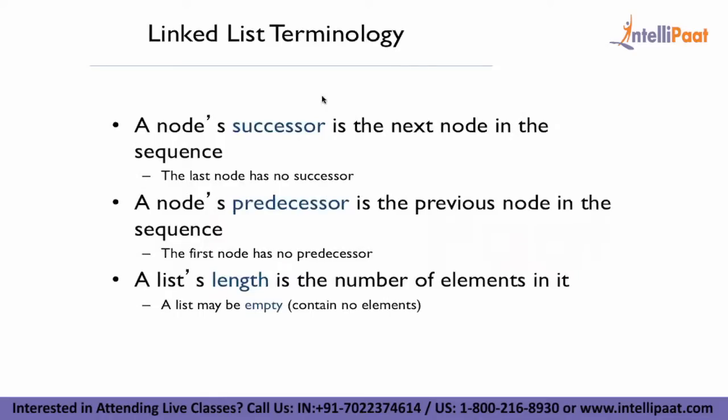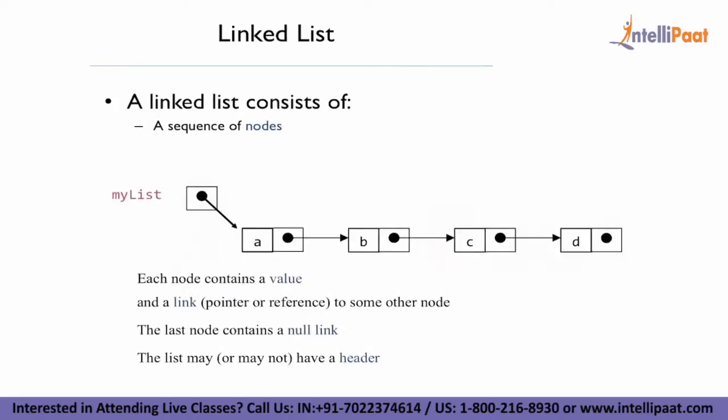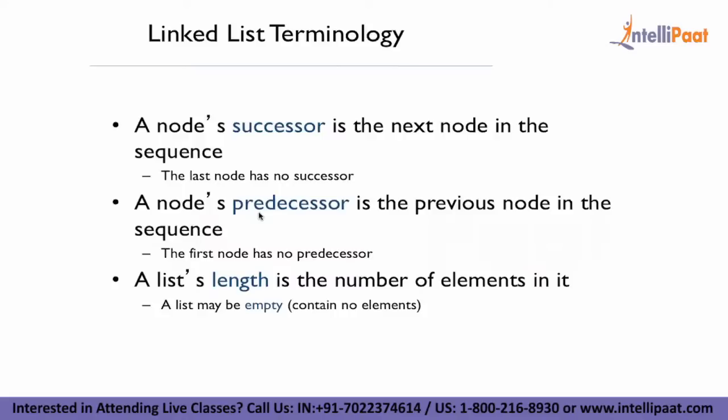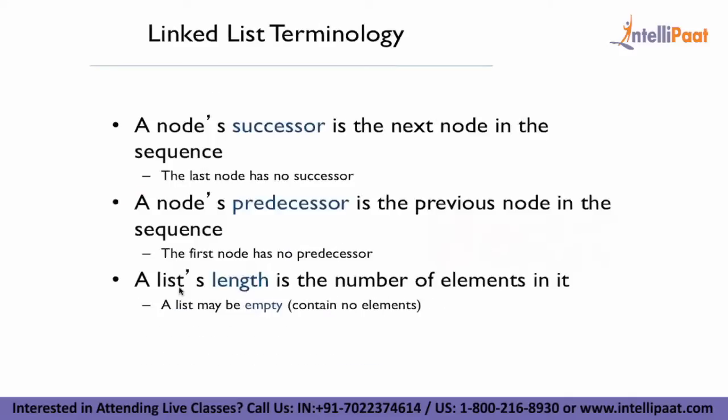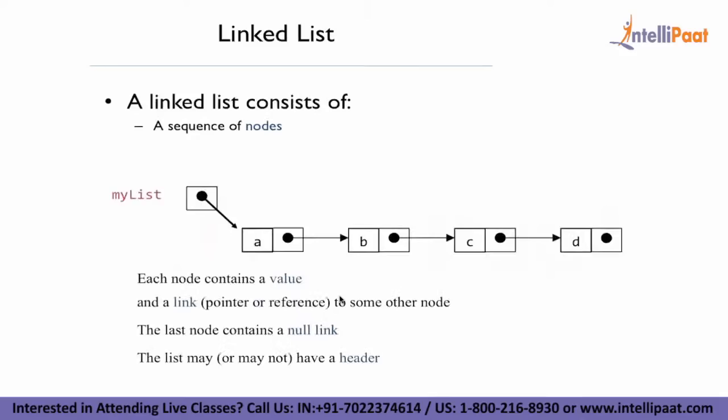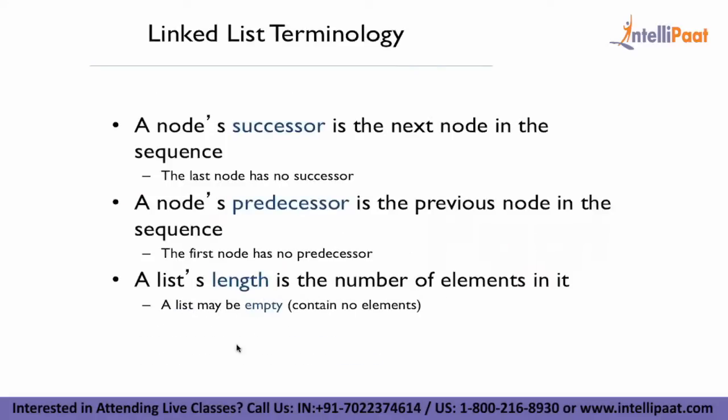So what is the terminology that we use in linked list? A node's successor is the next node in the sequence. So B is the successor of A, C is the successor of B, and so on. The predecessor is the previous node of the sequence. So A is the predecessor of B, B is the predecessor of C. The list length is the number of elements in the list. So in this linked list we have 4 nodes, 1, 2, 3, 4. So the length of the linked list is 4. These are the words we frequently use in linked lists.